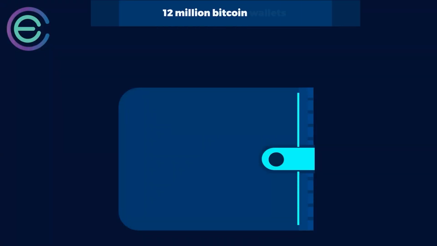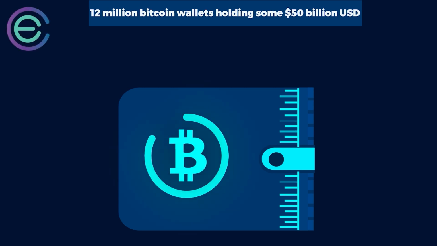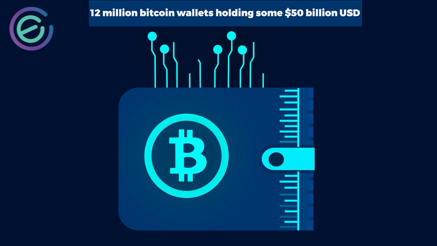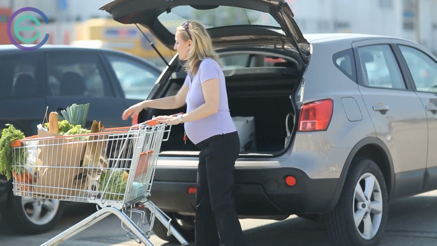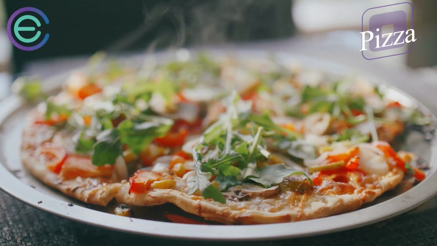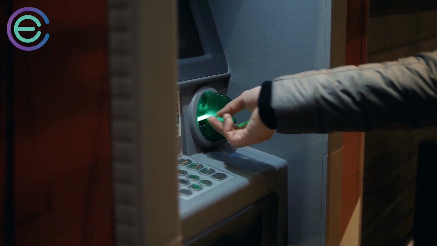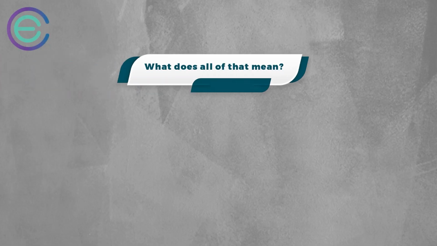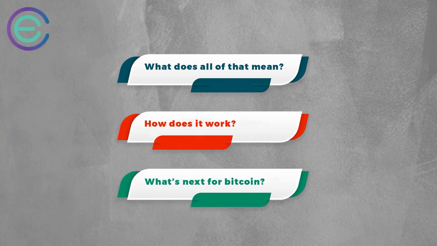Today, there are more than 12 million Bitcoin wallets holding some $50 billion USD worth of Bitcoin across thousands of online platforms. And while they may not be used in your daily life yet, you can already use Bitcoin to buy things like pizza and pay for services like web hosting. There are even ATMs where you can trade cash for Bitcoins right now. But what does all of that mean? How does it work? And what's next for Bitcoin? We cover all of that here.